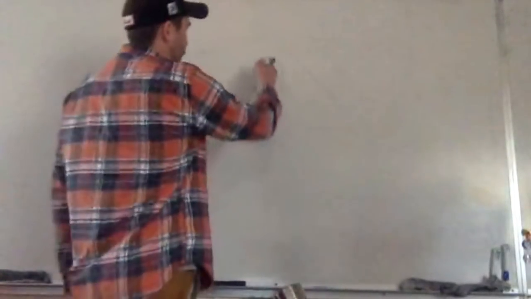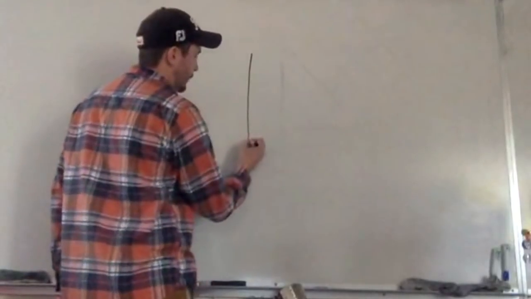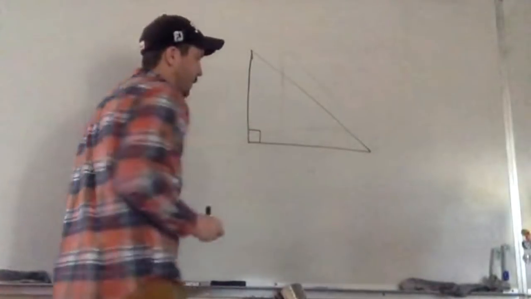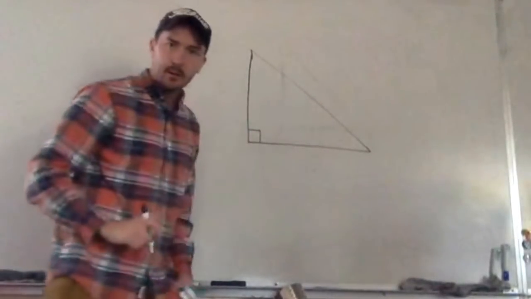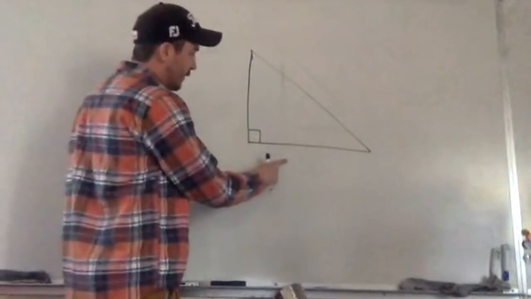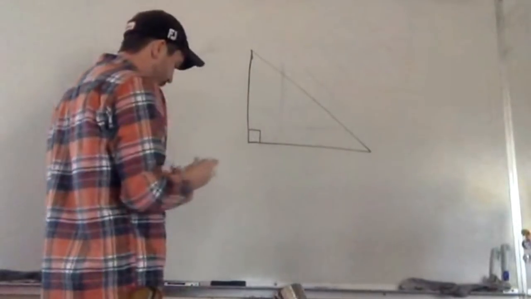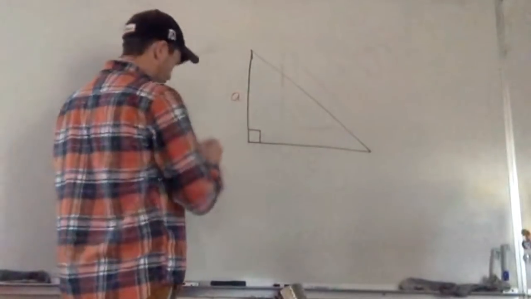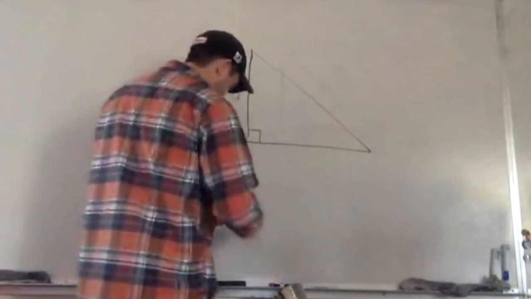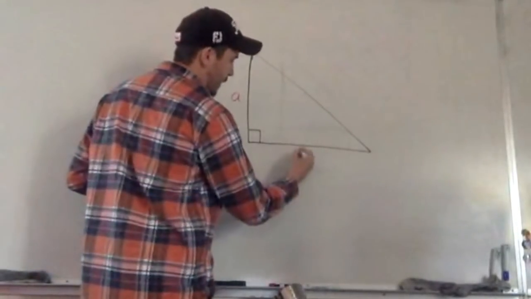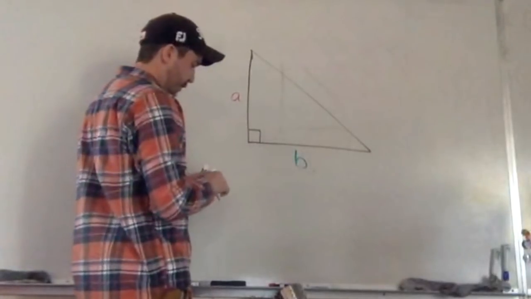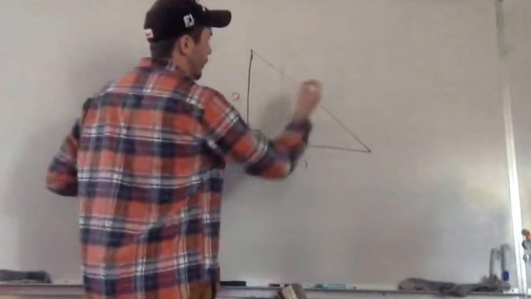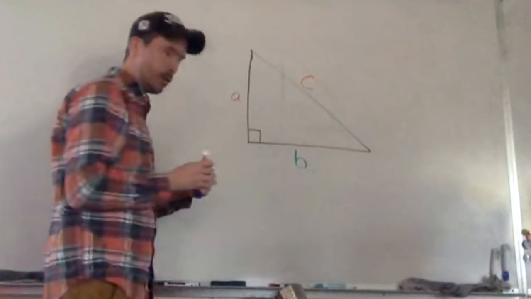So, remember, we have a right triangle. And this angle is our right angle because it's 90 degrees. We have our legs. We have A and B. And then our third side is our hypotenuse, which is C, which is usually our missing side.